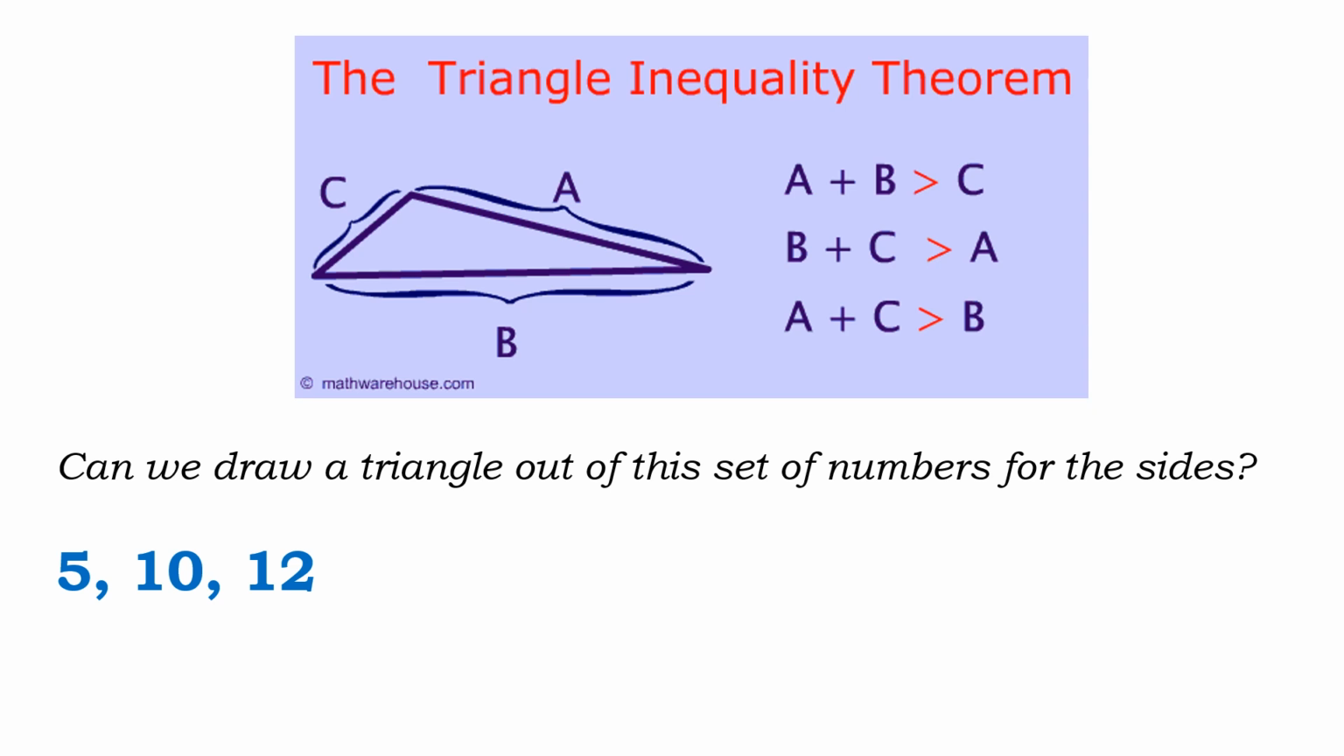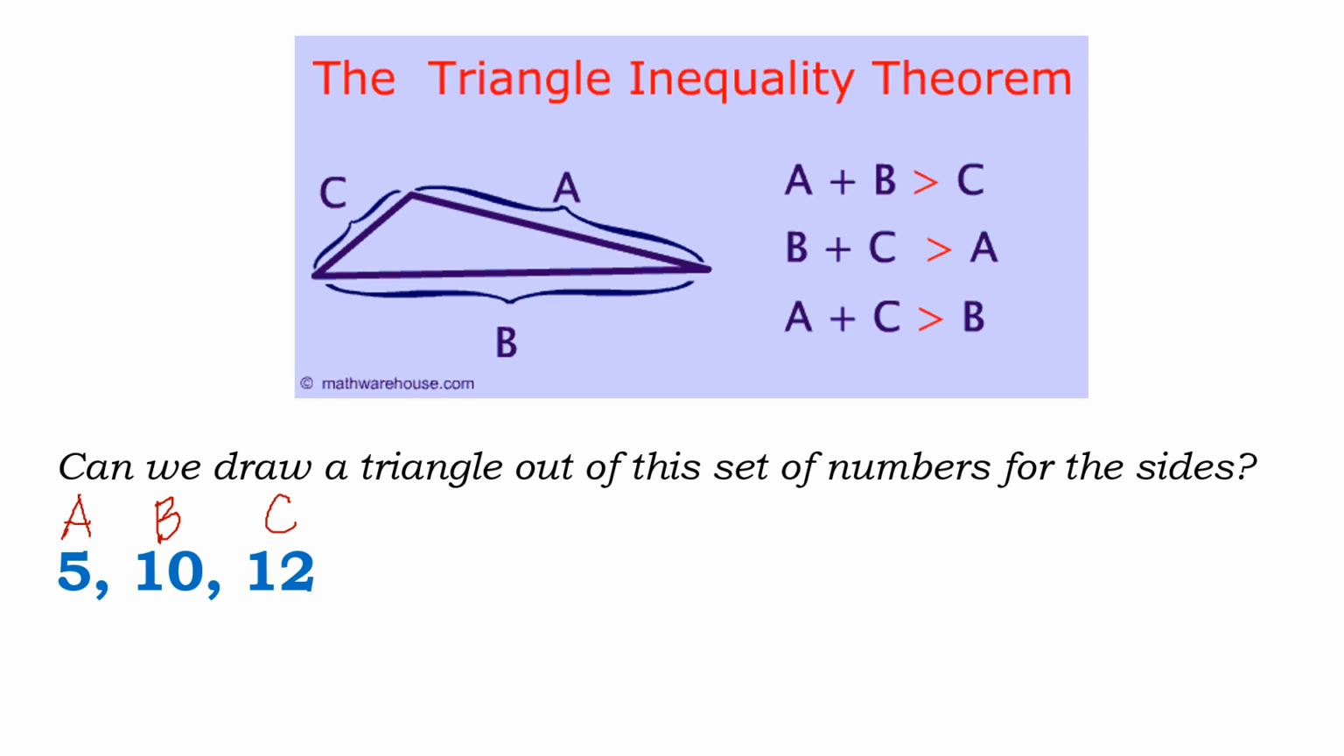So according to the triangle inequality theorem, we should satisfy the three given conditions: A plus B should be greater than C, B plus C should be greater than A, and A plus C should be greater than B. So if we label our numbers corresponding to the sides, 5 is our side A, 10 is our side B, and 12 is our side C. We need to ensure that the conditions given must all become true for the triangle to be constructed.